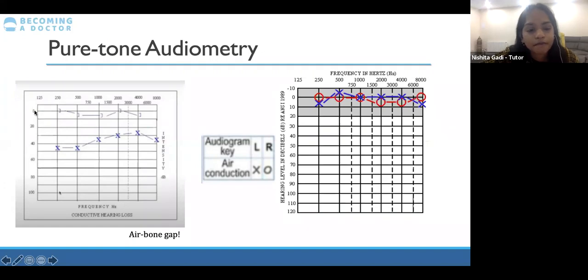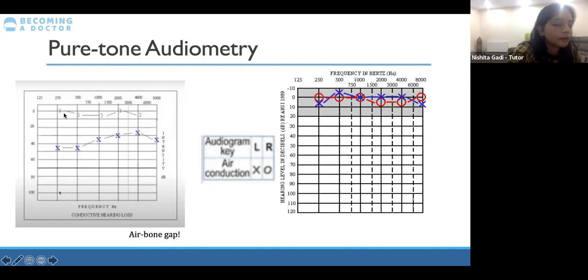So really loud sound will be 100 decibels. I know it's kind of flipped, but not a lot of sound will be more towards here. So quiet sound will be up here. And then this up here is the frequency of the sound. So high frequency, like high pitch, and here it's like low pitch frequency.